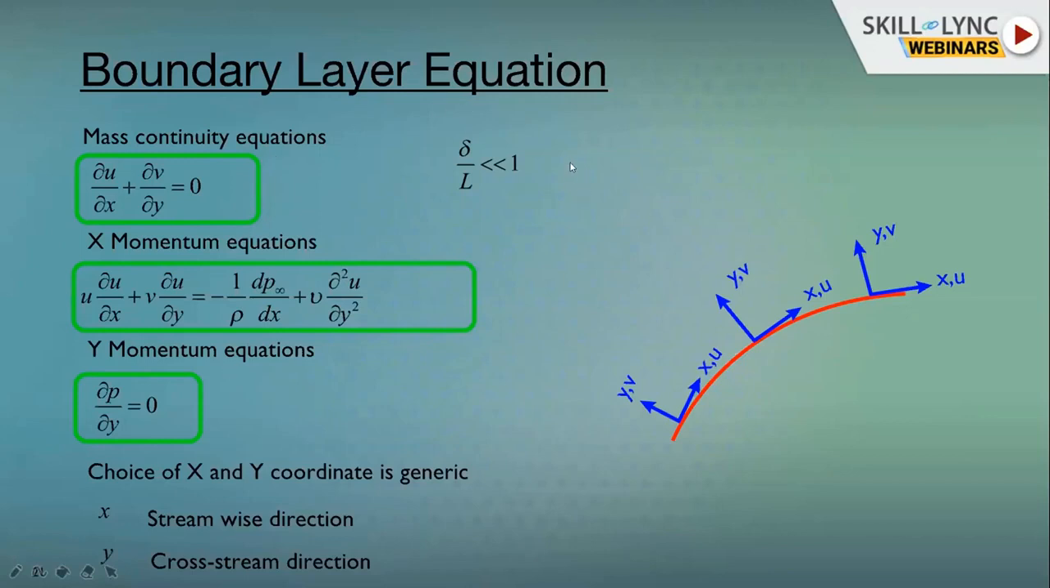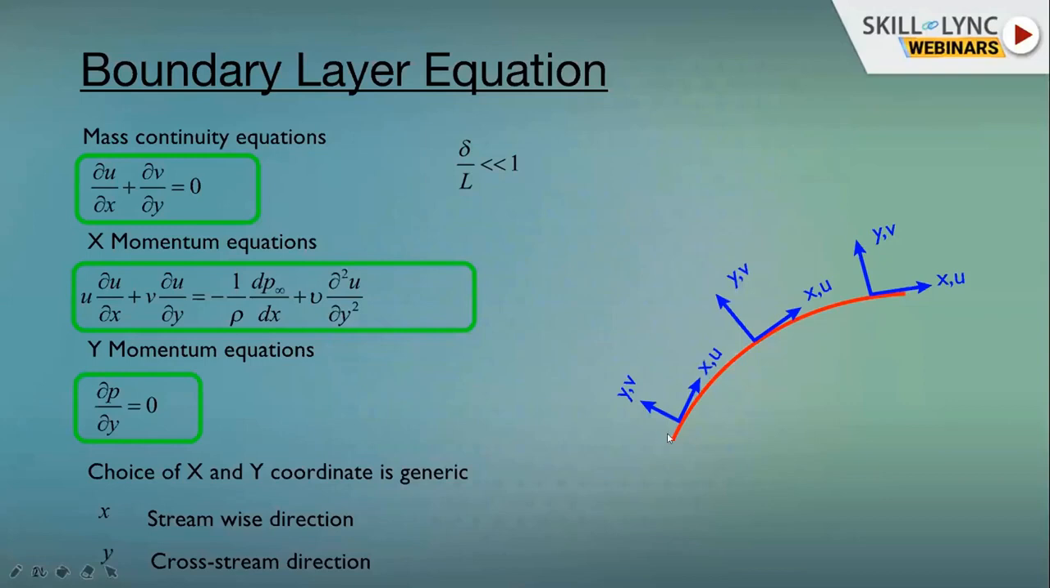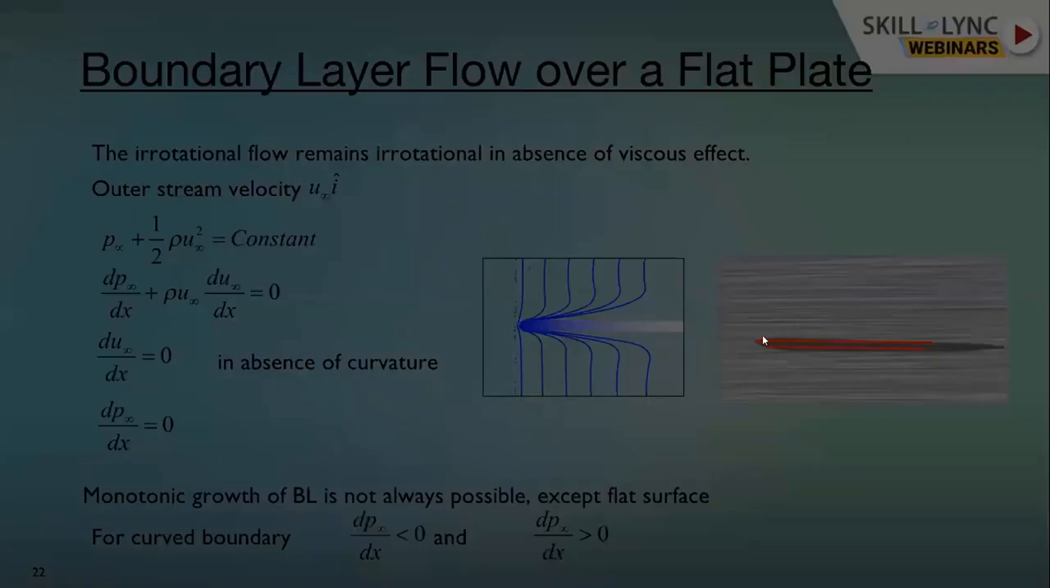Then we'll assume a slender body. What is a slender body? Delta by L less than 1. Let's come to the solution. This is my boundary layer. Okay, let's come to the boundary layer condition for the flow over a flat plate. We'll not initially go for what happens when the boundary layer flows over a curved body. For simplicity, let's assume the flow over a flat plate.